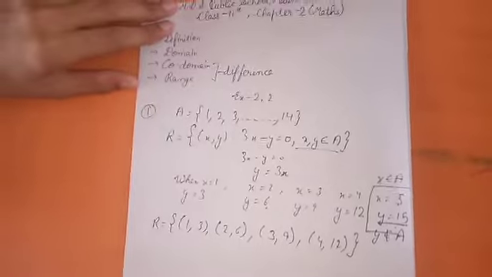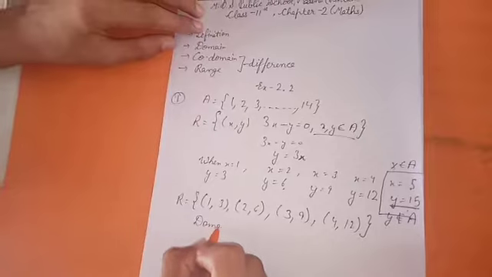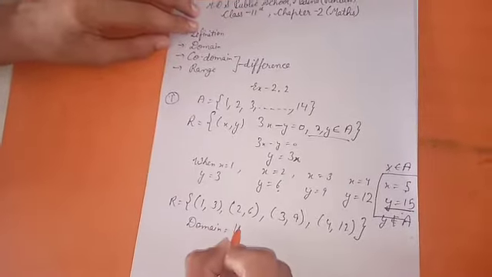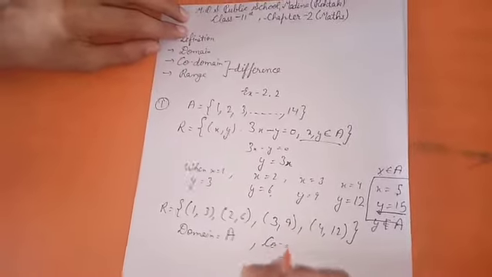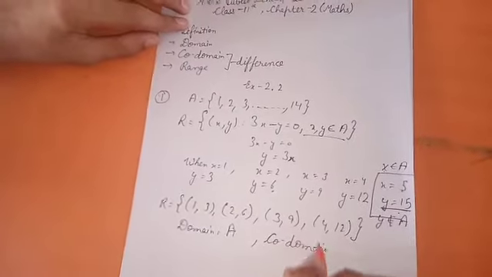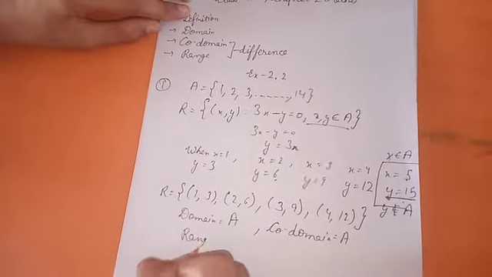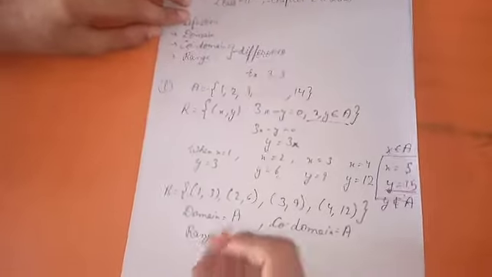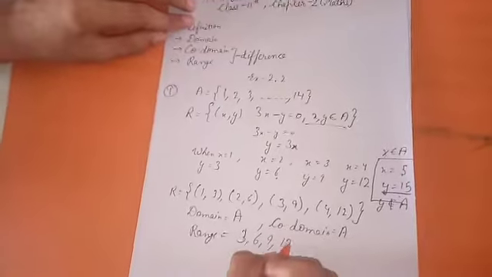Now from this you can find domain, codomain and range. Domain is what? Domain is the complete set A. Codomain is also the complete set A. But range is only 4 elements, that is 3, 6, 9 and 12.